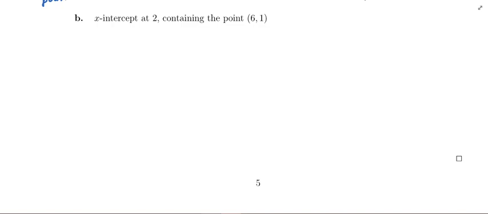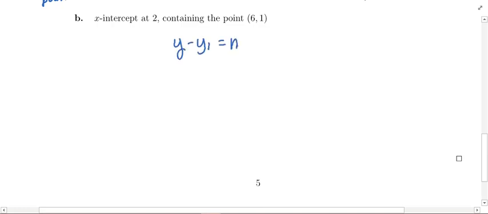certain characteristics, we're going to need to use point slope form. So I'm going to go ahead and write that down. So we've got y minus y1 is equal to m times x minus x1.